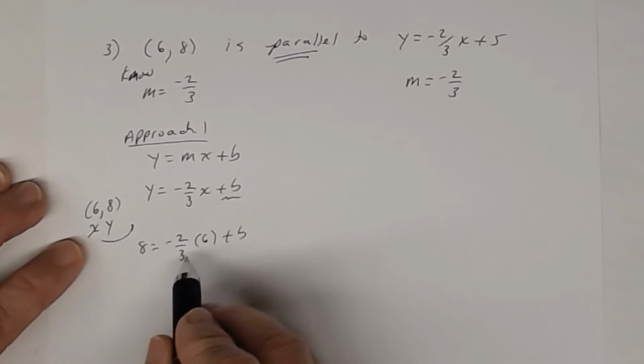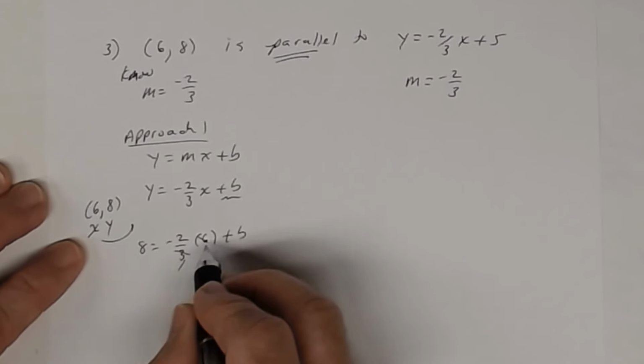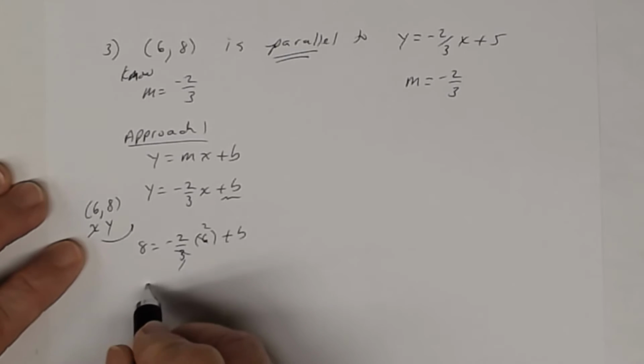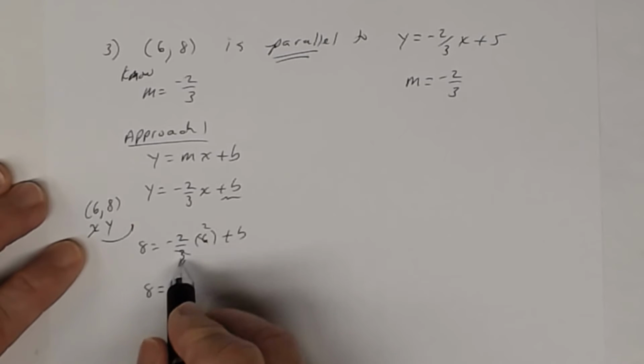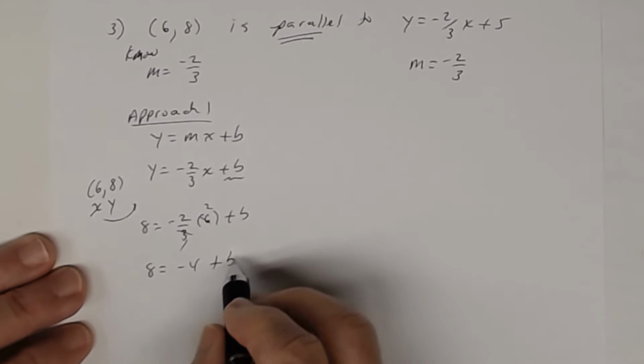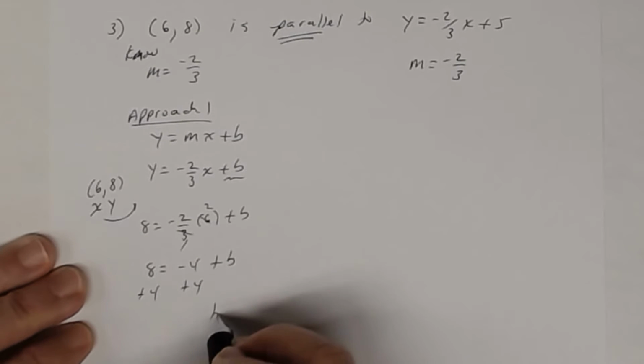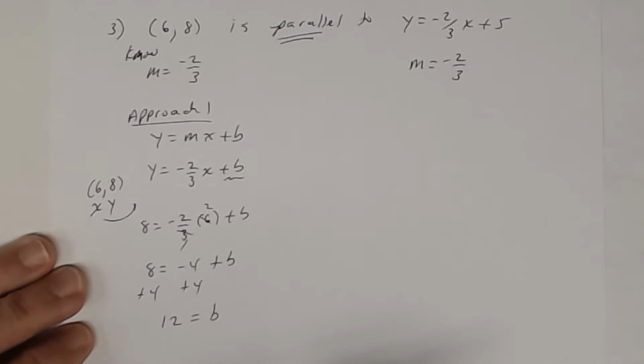Okay, let's go ahead and simplify this. I can reduce the 3 and the 6 here. 3 and the 3 is 1, 3 and the 6 is 2. So I get 8 equals negative 2 times 2 is a negative 4 plus b. And then to solve for the y-intercept, to solve for b, I'm going to add 4 to both sides. So I get b equals 12.